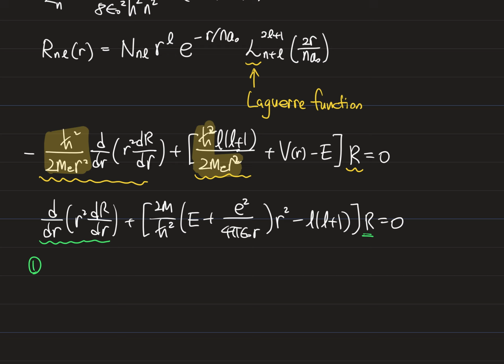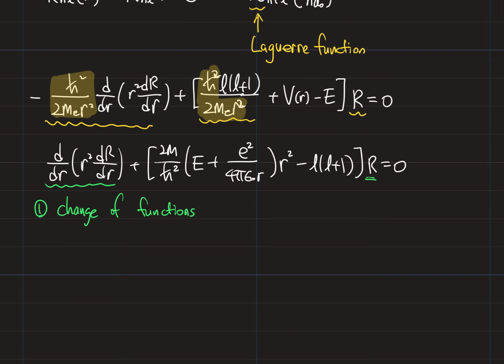So we want to eliminate the first derivative without affecting the final result. You can do that with a change of functions. So instead of R, you are going to define u(r), which is defined as the small r multiplied by capital R.